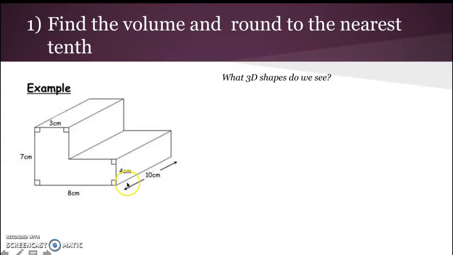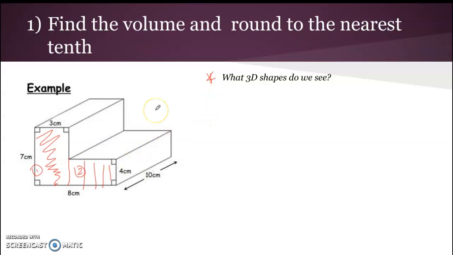So question 1 says, find the volume. Let's round this to the nearest tenth. Now, when you look at this, this is the first thing that should come to mind. What shapes do you see? So if I was to just extend this out, you would see that here I have a rectangular prism here in red, and then I have a second rectangular prism here where I'm going to put the lines. So I'm going to call this shape number 1 and shape 2.